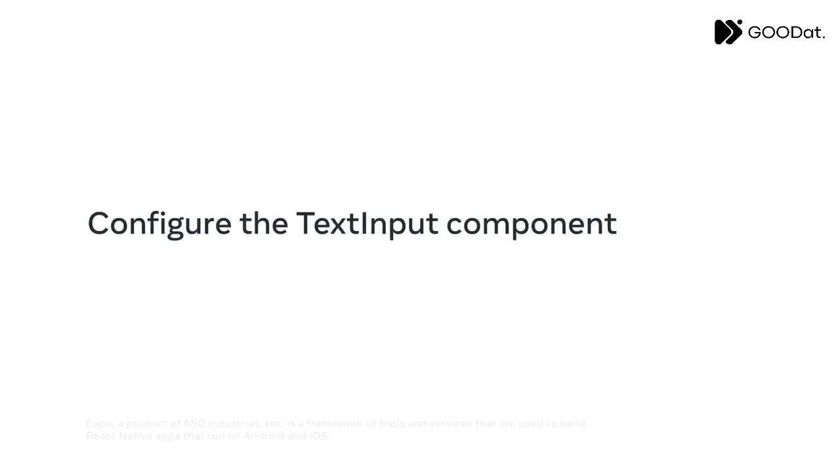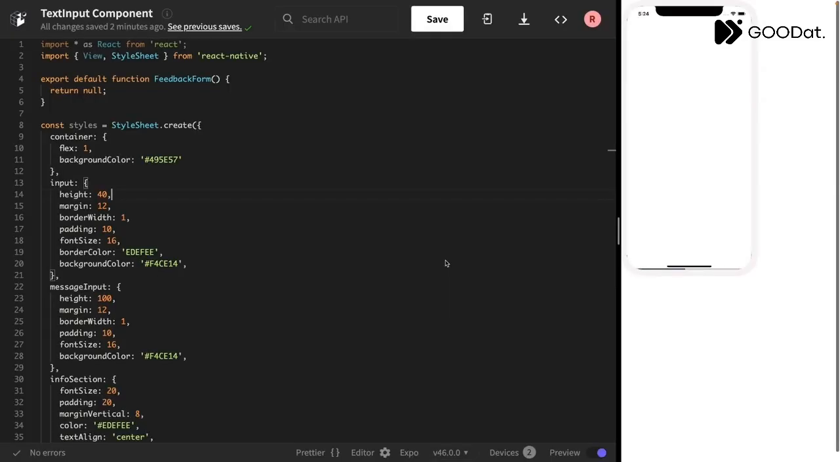In this video, you'll learn how to configure a text input component to create a simple feedback form for your app. Previously, you learned that you can use React Native's text input component to create text input boxes. So, let's put that into action and create a feedback form for the Little Lemon mobile app.